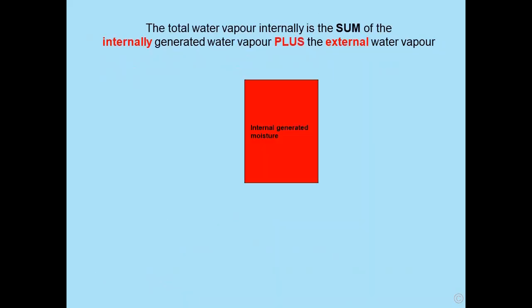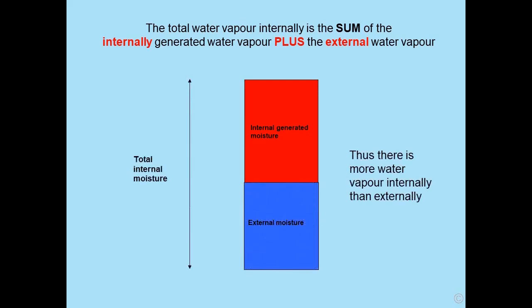The total vapour pressure internally is the sum of internally generated water vapour plus the external water vapour. That gives us the total moisture vapour. So we finish off then with more water vapour internally than externally. It's a combination of both internally.